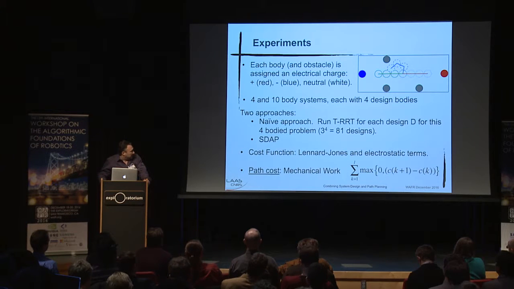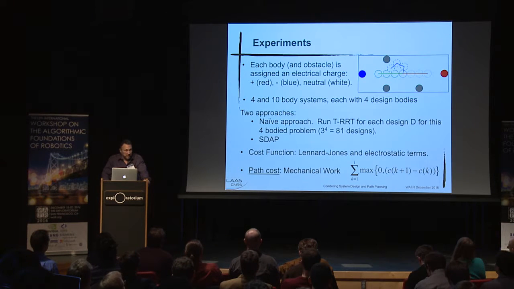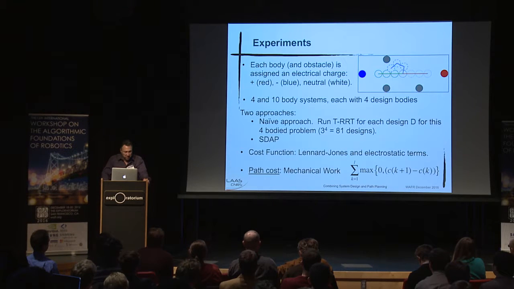So the last thing I needed to say is how do we come up with this cost? So we use a Leonard-Jones potential, which penalizes objects when they get too close, and we also take into account the electrostatic terms so we can measure how well our design works. And then for determining the cost of a path of the solution, we use this idea of mechanical work, which is that all of the uphill moves or costs that move us up, we count, and downhill motions are counted as 0 when calculating out the path cost.